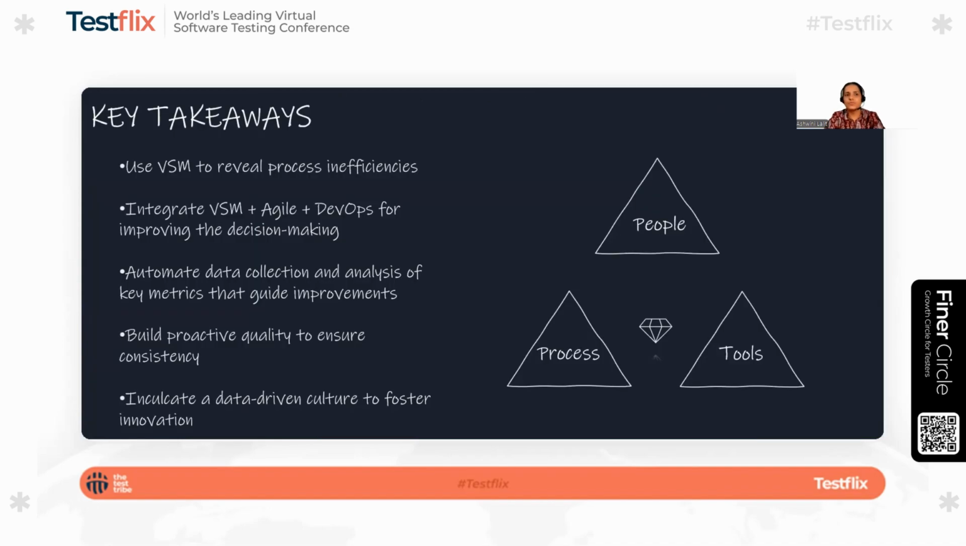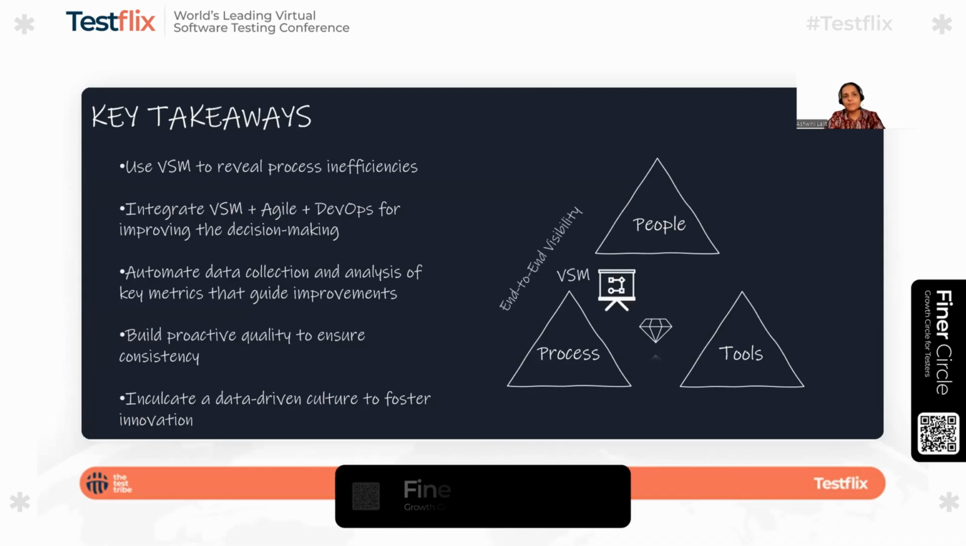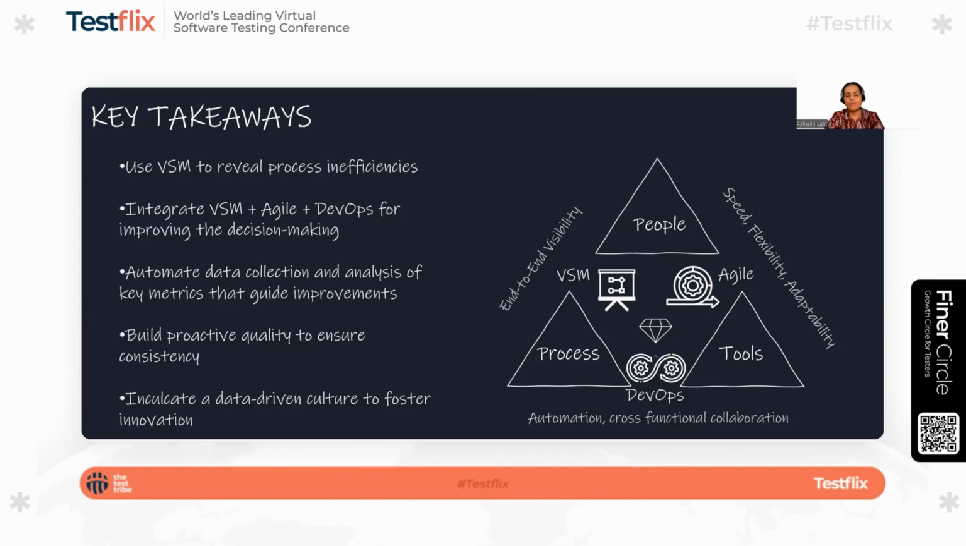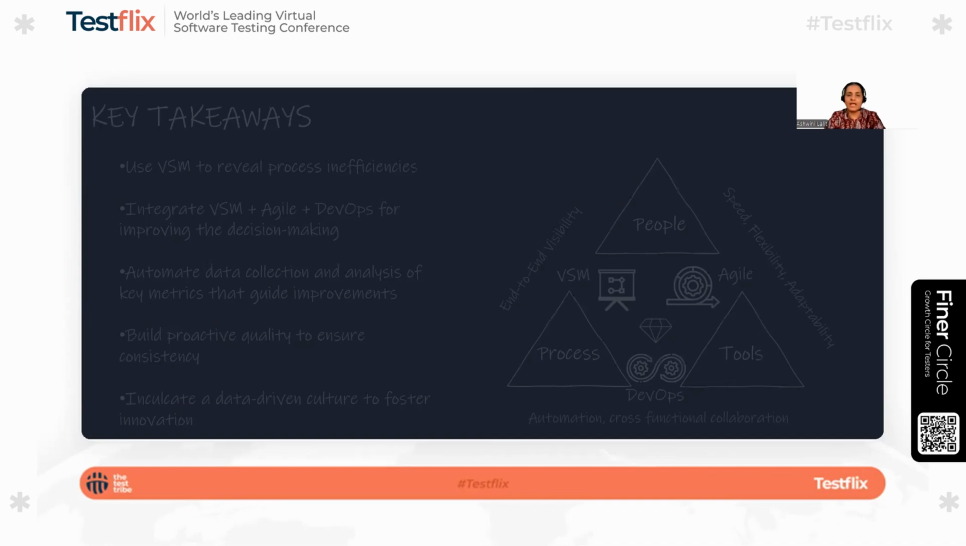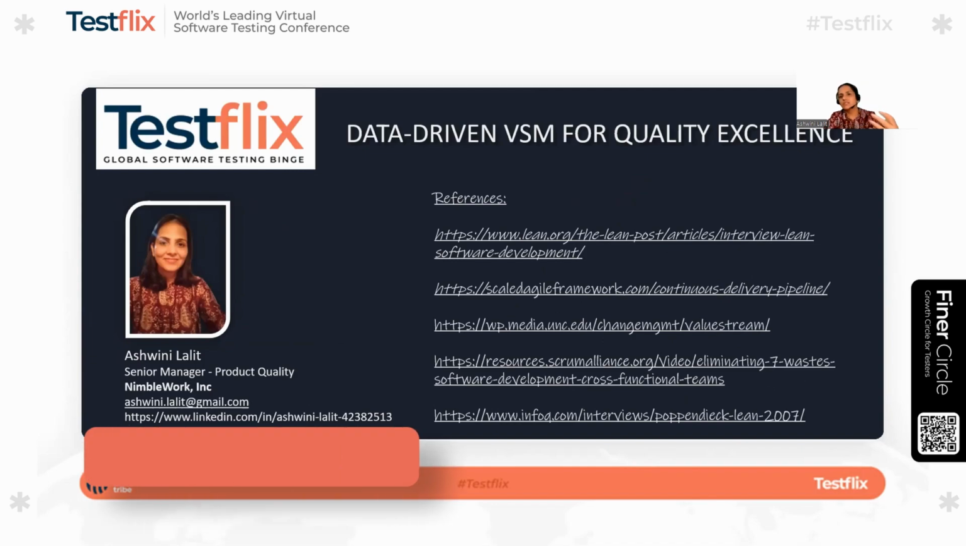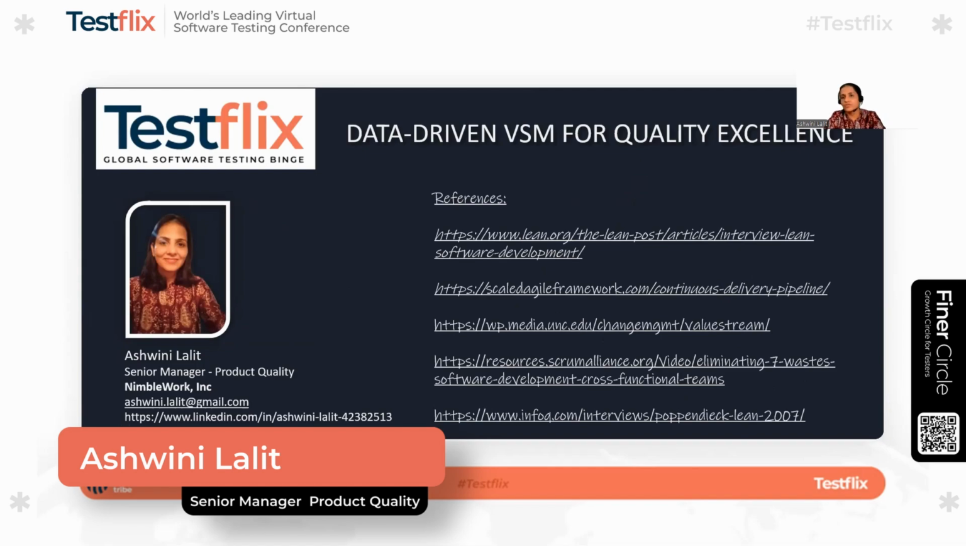With that, we come to the end of this session. What we have learned today is VSM can reveal process inefficiencies, and you can leverage that information easily with the help of agile and DevOps by building proactive mechanisms and data capture. As testers, we want to move beyond boundaries of user stories and defect cards and enable a systematic approach so that quality can be built across the value stream.